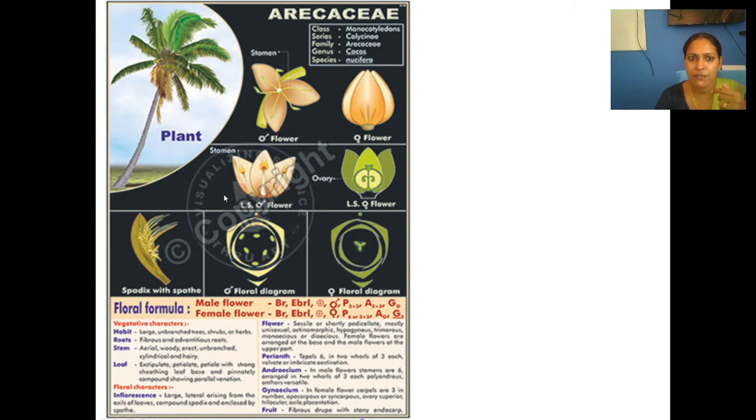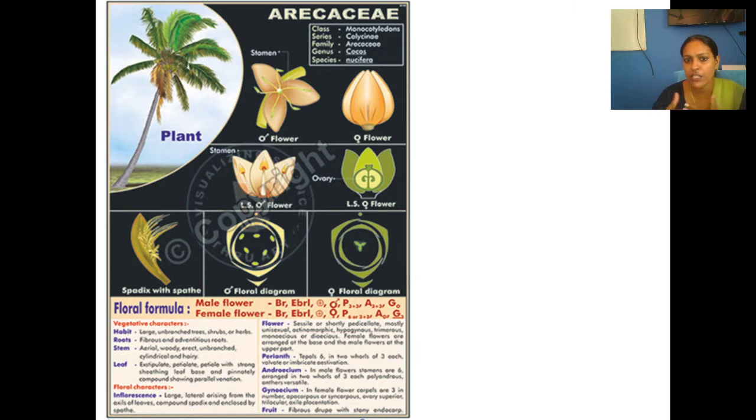This is the LS of the male and female flower. This is the inflorescence, that is a spadix. When you see the arrangement of tepals and androecium, the 3 plus 3 condition can be seen. And when you talk about the female flower, there is only tricarpellary, but syncarpous or apocarpous ovary can be seen.